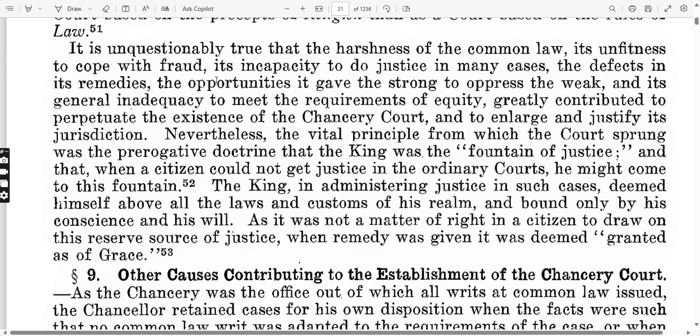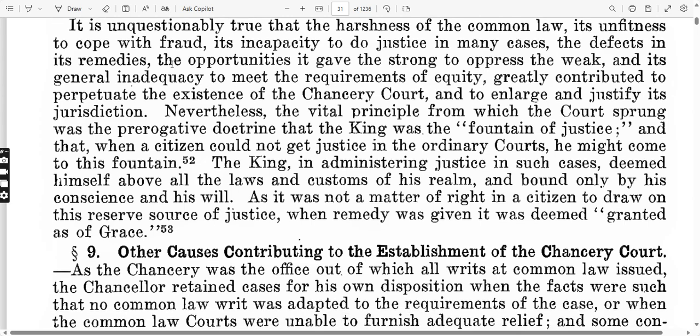from which the court sprung was the prerogative doctrine that the king was the fountain of justice. If he is not the fountain of justice, he can't be the king. So in order to be a king, he has to be the fountain of justice. It's like taking an oath of office. You can't have that office if you're not standing by your oath. That's why you have that position, because you took that oath. Fair exchange. You give the oath, you get the responsibility and the title. Makes sense. Okay, so let's continue.